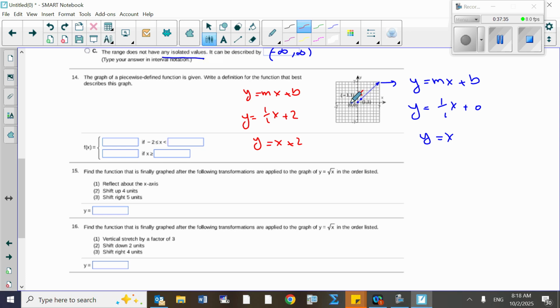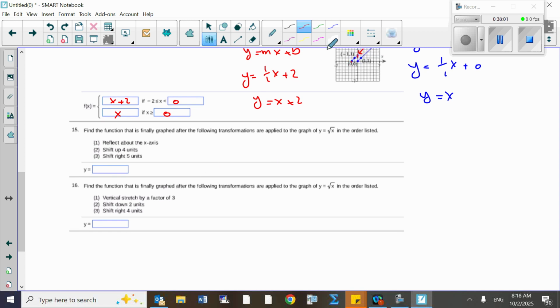Sorry, -2. The x value of this point is -2 and ends at this one, which is 0. So the first one, x plus 2 from -2 to 0. The second one, the equation is y equal to x. So you just write the x here, and x is greater than or equal to 0. So that's my function.